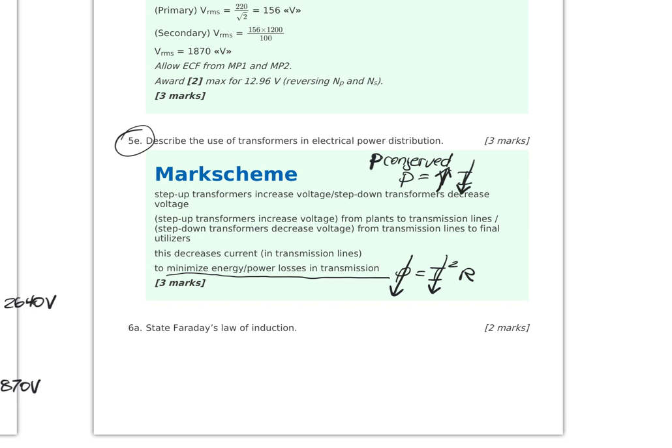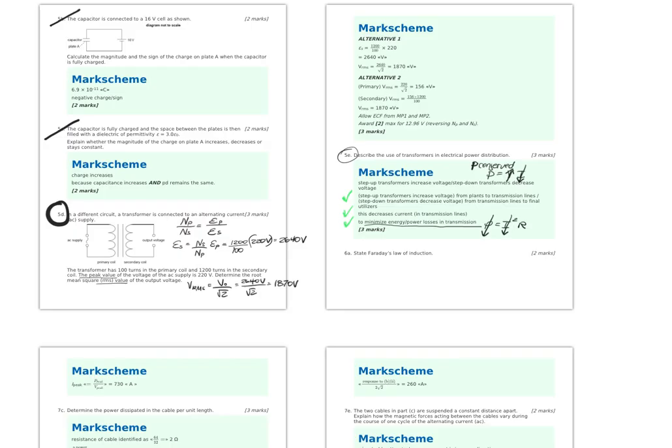And the three marks, there's the 4 lines here, but the 3 marks they're talking about is mentioning step up and step down transformers, how that works. Why that's done, because it decreases the current, and we're decreasing the current because we're trying to minimize the I squared R losses. And then 6A, state Faraday's law of induction.